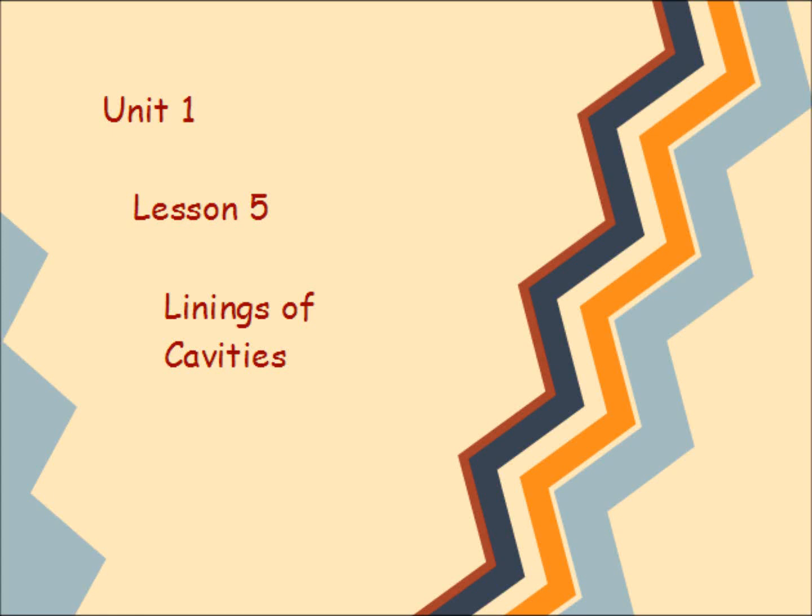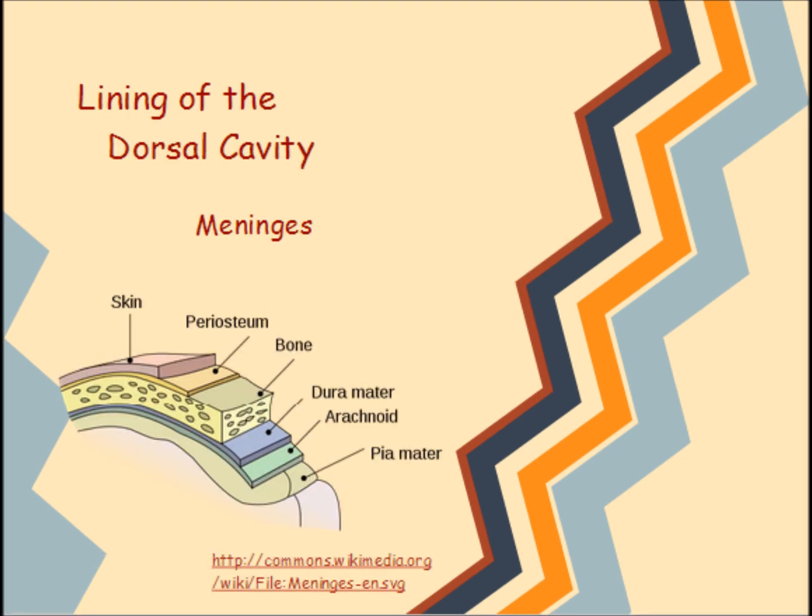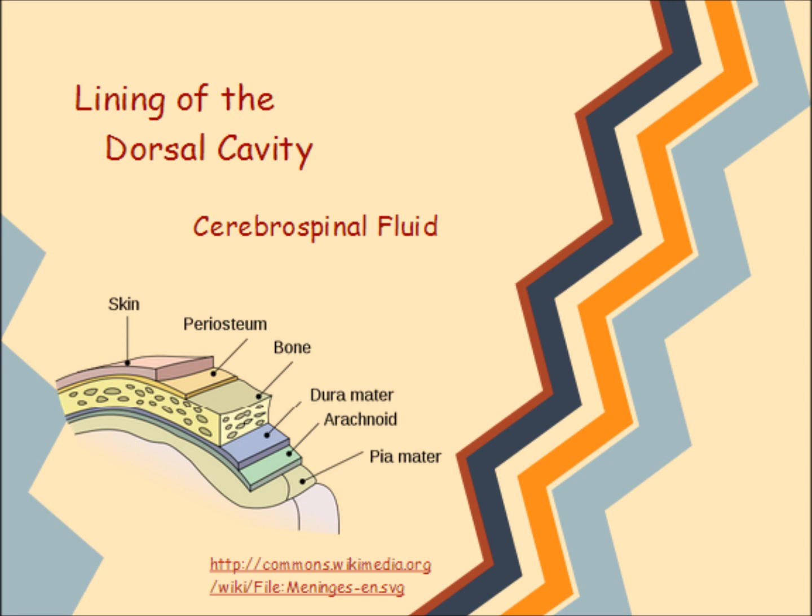Unit 1, Lesson 5, Linings of Cavities. Both the dorsal and ventral cavities are fully lined with membranes. The linings of the dorsal or posterior cavity are called the meninges. This is a 3-layer lining which produces and contains cerebrospinal fluid, which cushions and protects the brain and spinal cord.